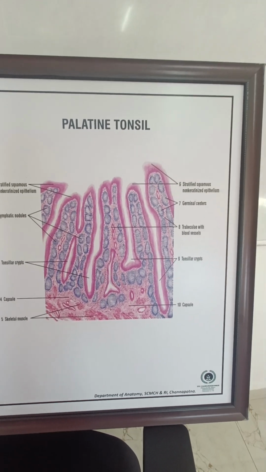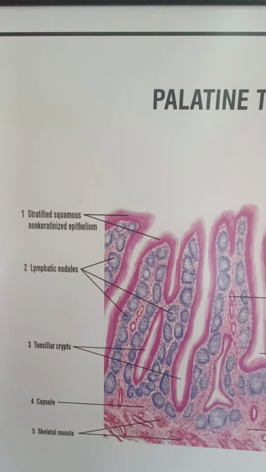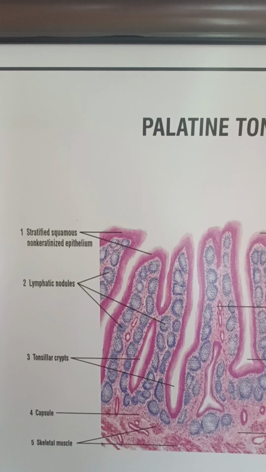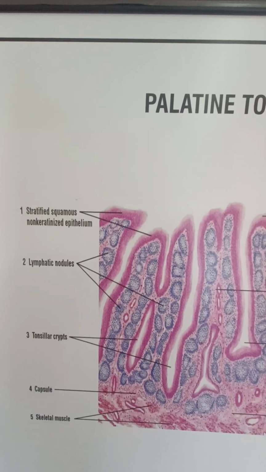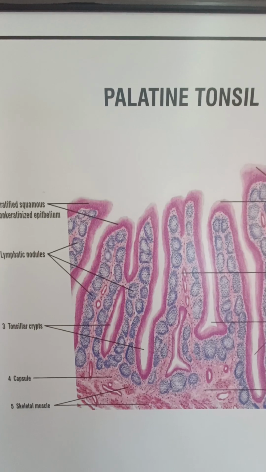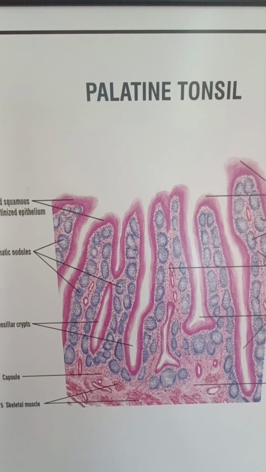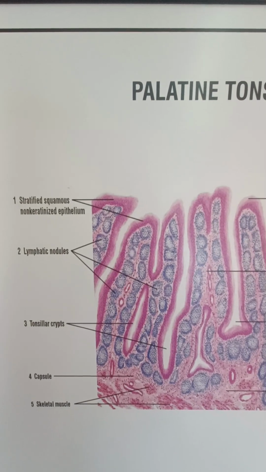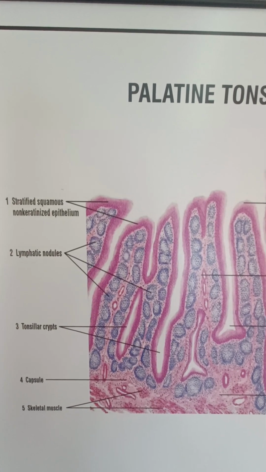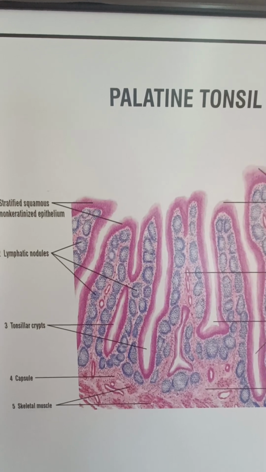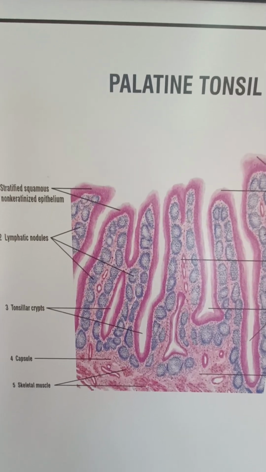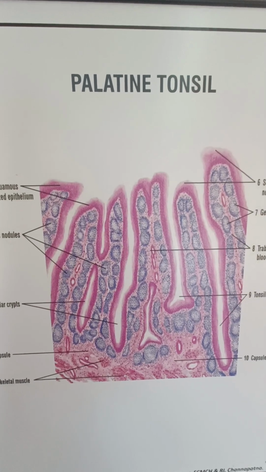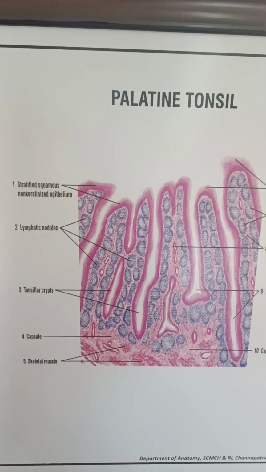Now what you can see here is the lining epithelium, which is made up of, number 1, stratified squamous non-keratinized epithelium. You can also see some invaginations coming from the epithelium, called the tonsillar crypts. You can see many crypts like that extending from the epithelium. They're actually very deep, so they are called tonsillar crypts. And you can also see that they are non-keratinized stratified squamous epithelium, just like the oral mucosa.